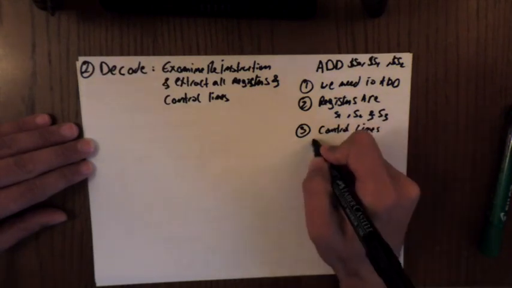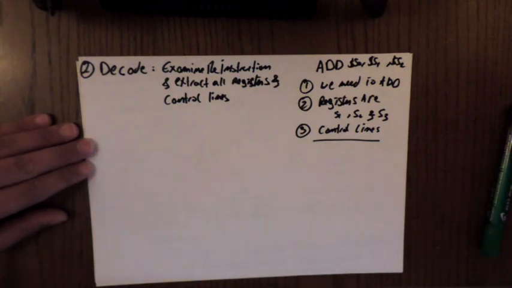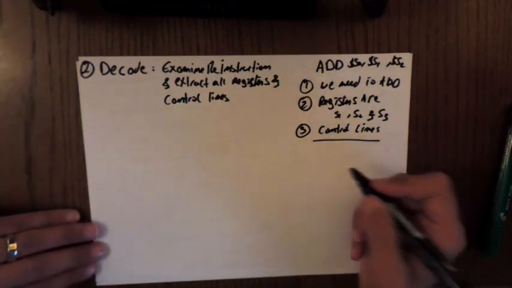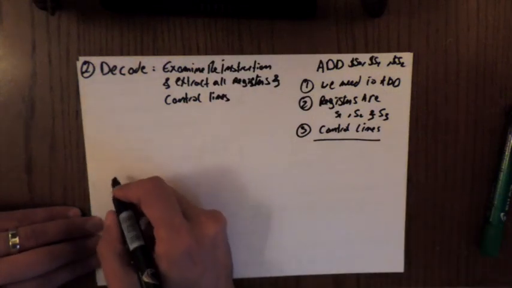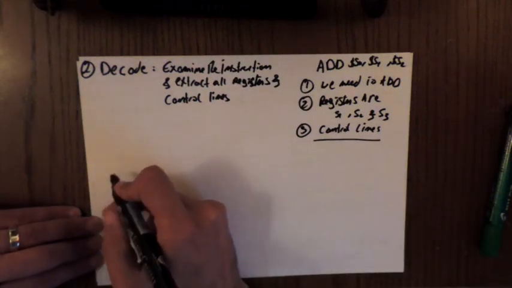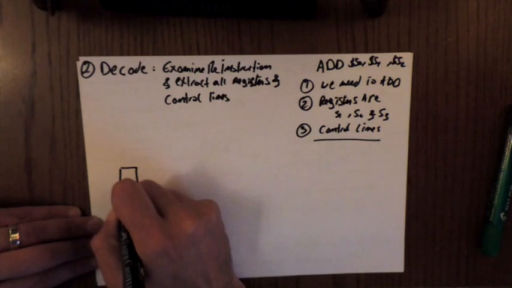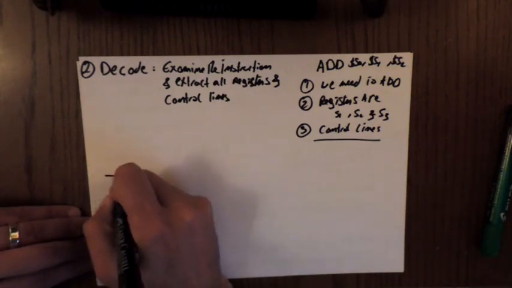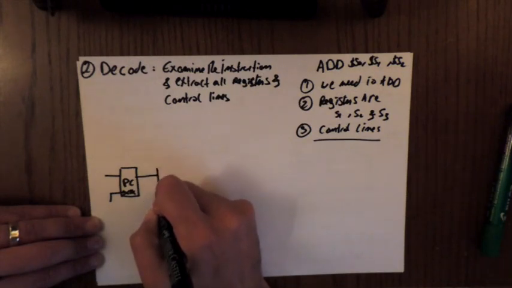And we will build the control lines as we go with all the different stages of the MIPS processor. So let me start again. We have here the PC. We have a clock here. This is the only element with the clock, and this is the program memory.